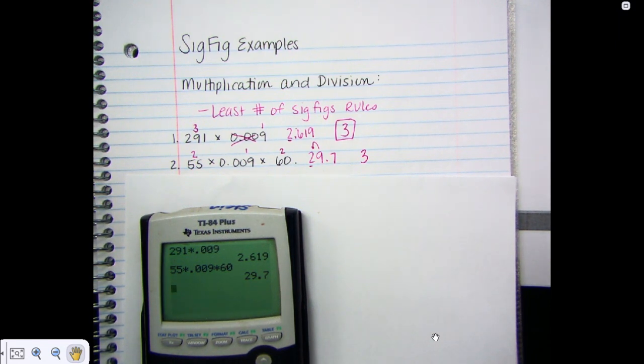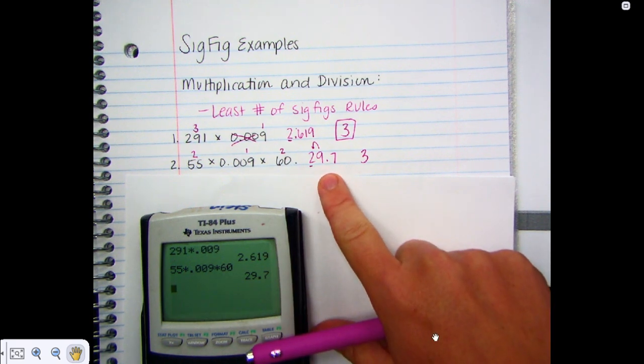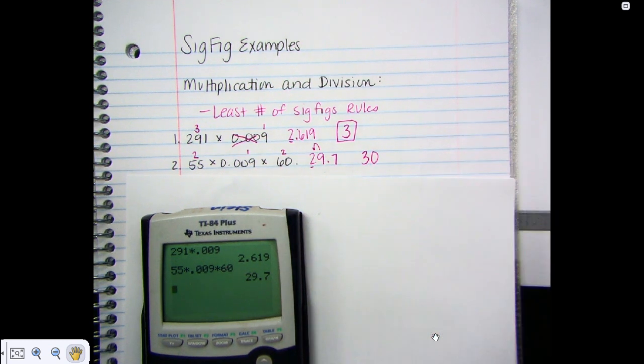Always think about money in situations like this. If I owed you $29.70, you'd be pretty irritated if I was like, okay, here's $3. You'd be a lot less irritated if I was like, here's $30. You've got to have a number that represents the value of your answer. 3 does not represent the value that is 29.7. 30 does, and that's still only one sig fig because there's no decimal.